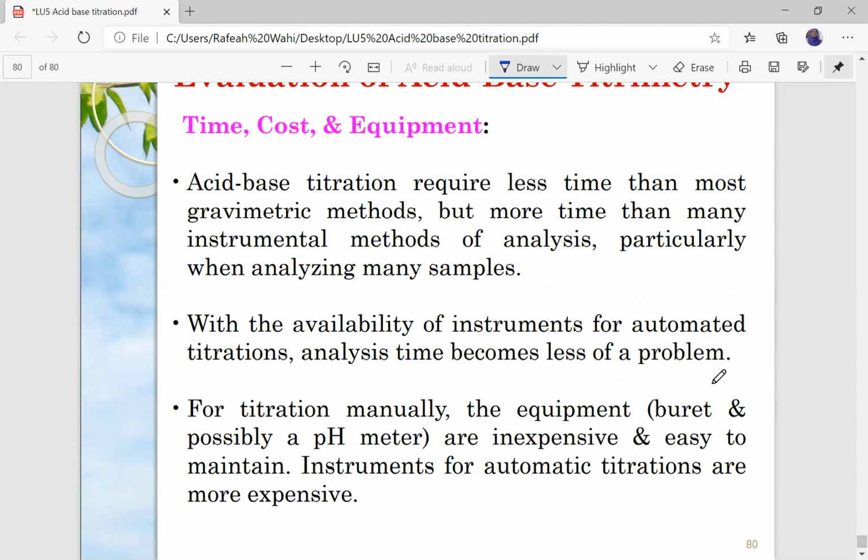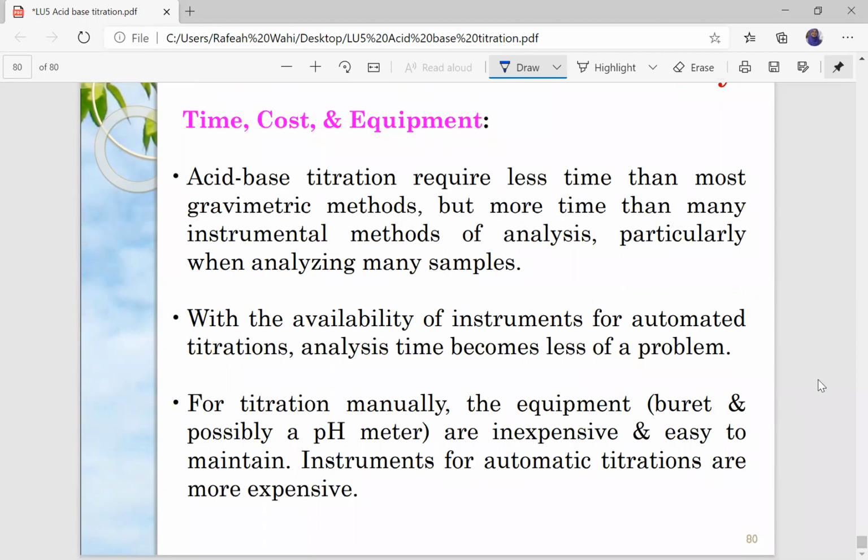And for titration manually, the equipment, namely the burette and possibly a pH meter, are not expensive and they are easy to maintain, and instruments for automatic titrations are more expensive but they use less time to complete your analysis.